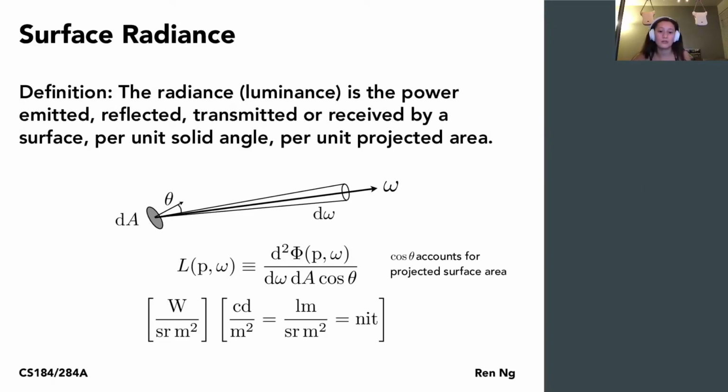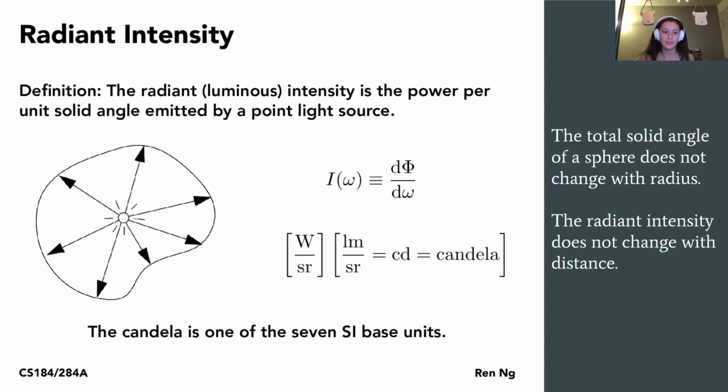Now here we've taken the same idea. We have our power per unit solid angle, and we have also added per unit projected area. This is to further constrain the idea of energy being emitted or reflected or transmitted. So surface radiance is just some power coming off or coming to a surface. It's power with respect to some surface, and radiant intensity is power that's being emitted from a light source.